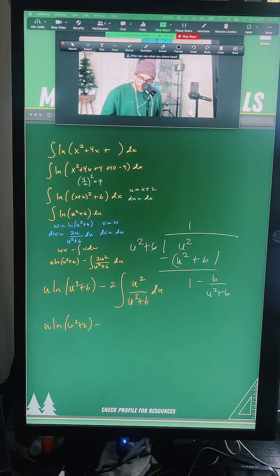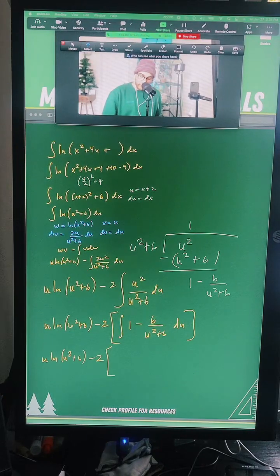Now that we have the 2, and I'm not going to worry about distributing the negative sign just yet, we're left with the integral of 1 minus 6 over u squared plus 6 du. Oh, wow. Because look, u natural log of u squared plus 6, I have the minus 2 on the outside. The first integral is just going to be u. That's easy. Minus, what do you think we can use to integrate that last one?